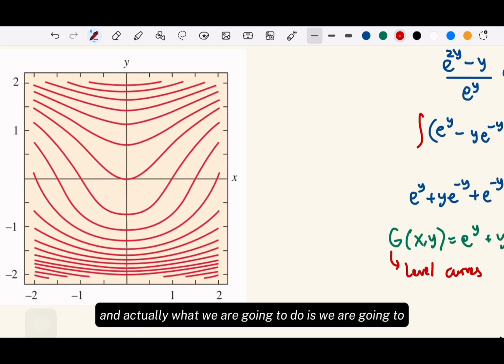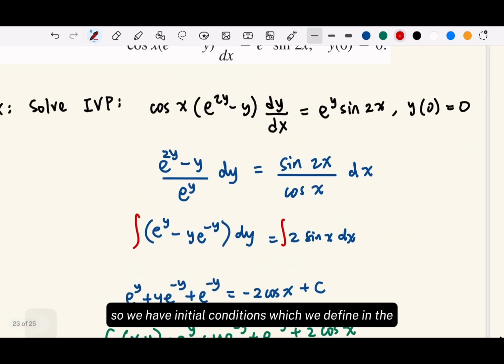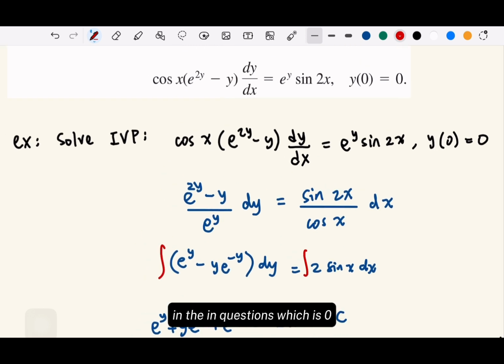And actually, what we are going to do is we are going to set which value that is suitable. And of course, we already have the initial conditions, right? So we have initial conditions which we define in the questions, which is 0, 0. So we could just take 0, 0, and then we could get our constant. Okay. So we get the constant.